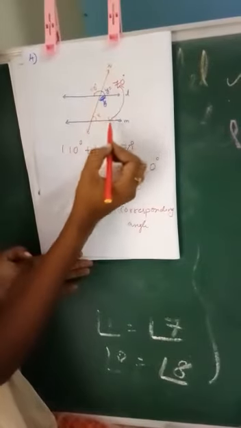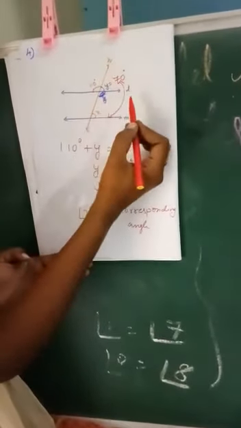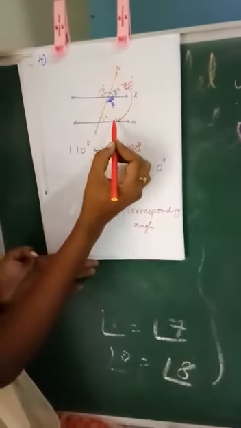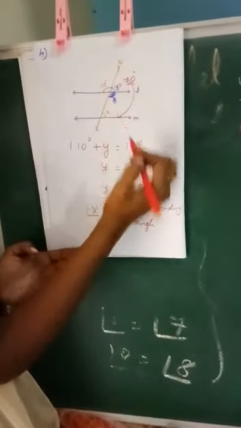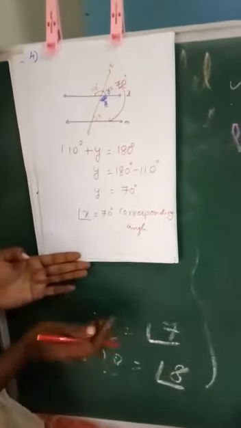For y, x is called the corresponding angle. According to the property, corresponding angles are equal in parallel lines. Therefore angle x is equal to 70 degrees.